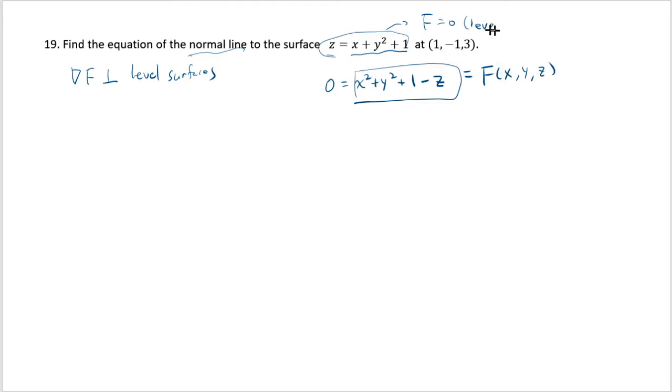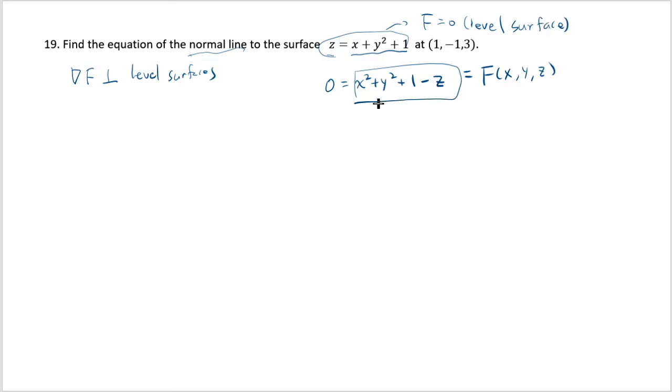See, what's a level surface? If you have a multivariable function of three variables and you set it equal to a constant, then that gives you a level surface. So indeed this is a level surface.